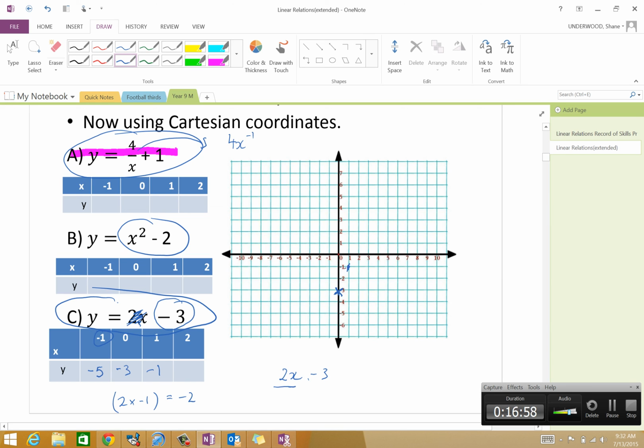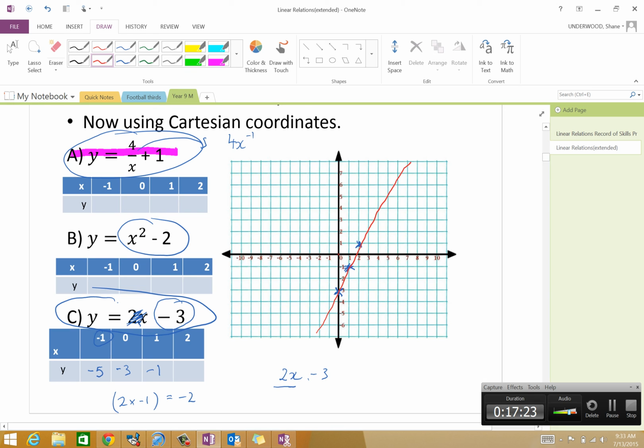So, given the fact that this equation has a gradient of 2, can someone tell me without doing this, 2 times 2, well 2 times 2 is 4, 4 minus 3 is 1. So I go across 1, I go up 2. And is that my equation there? So suddenly, when I sketch the line, that's it.